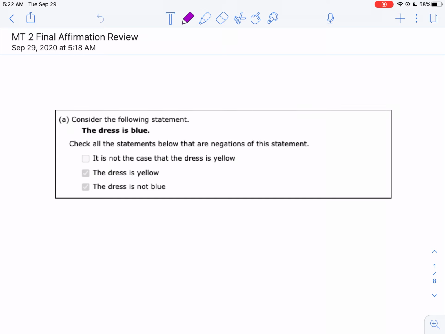So the opposite of the dress is blue is the dress is not blue. You had that one correctly chosen. That's all you should choose though. When you do a negation, you either put the word not in it or you take it out if it already has it in it. So the only one is the dress is not blue. Negation doesn't mean that just because it's not blue, it must be yellow. So that's incorrect. You're going too deep into that one.